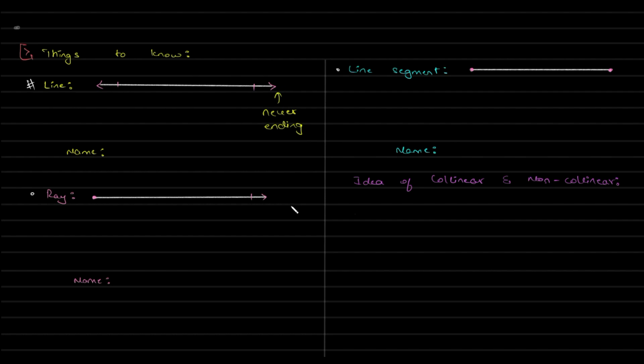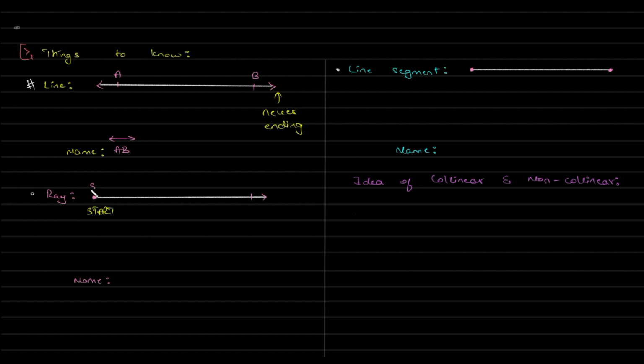A ray is one which has a start, but it won't end. A line segment has a start and has an end. That's the first difference. Next is naming a line. So say this is AB. We write a line in this manner.